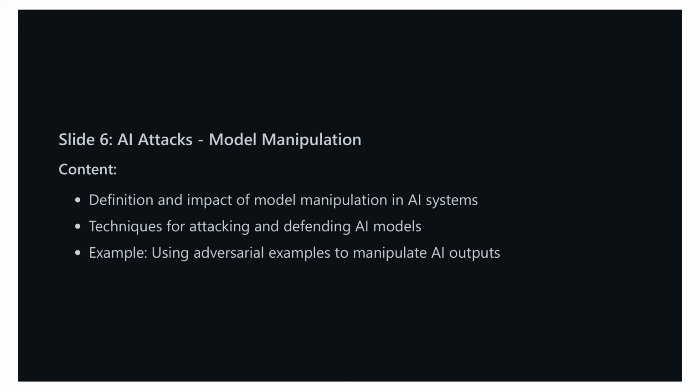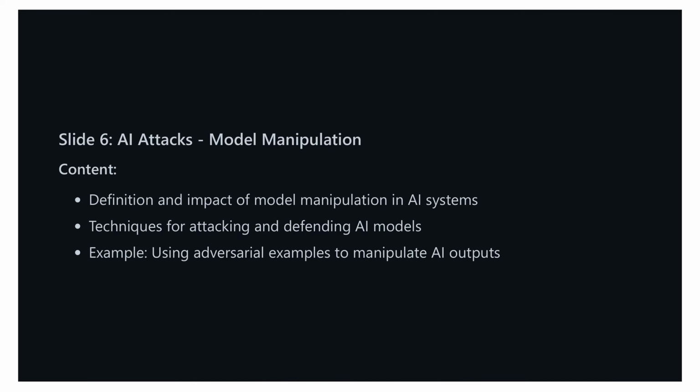AI model manipulation involves tampering with the AI's internal mechanisms to alter its outputs. This can lead to incorrect, biased, or even harmful results, drastically impacting the reliability and safety of AI systems. To engage in model manipulation, attackers often utilize adversarial examples. These are specially crafted inputs that cause the model to make errors. For instance, subtle modifications to an image might fool a facial recognition system into misidentifying individuals.